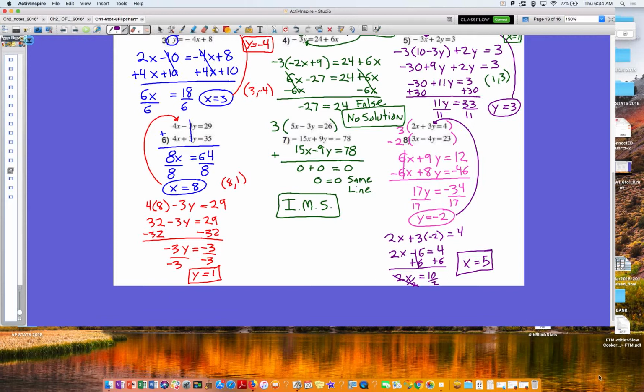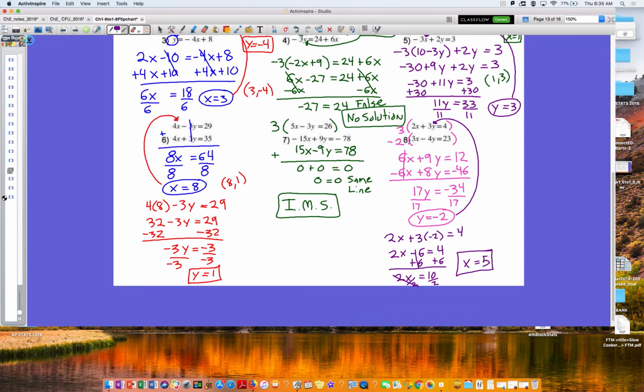Again, I can do a quick check just to make sure that it does work. 2 times 5 is 10. 3 times negative 2 is negative 6. 10 and negative 6 is 4. 3 times 5 is 15. Negative 4 times negative 2 makes positive 8. 15 and 8 make 23. So I highly encourage you to check and make sure your answers are right. To me, this is a test where you should hopefully know whether or not your answers are correct.